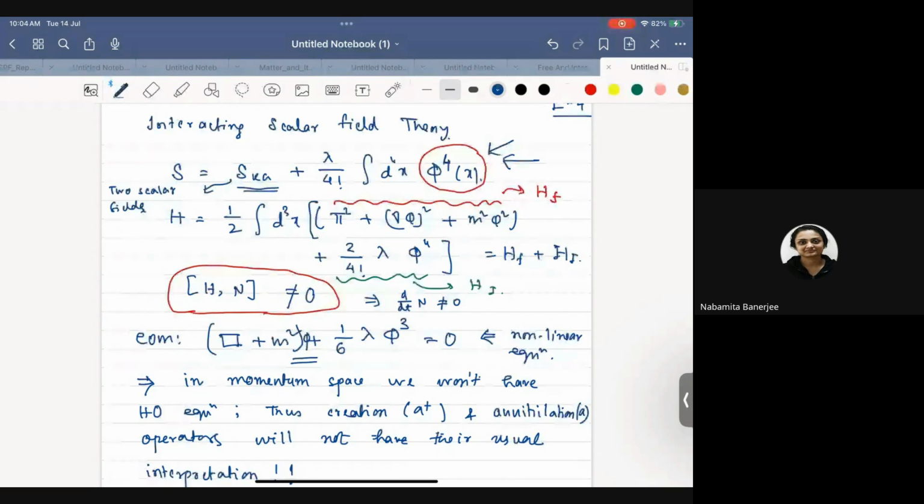Now, one thing that all of you can very quickly do is try to find the equation of motion for this system. You already know that from the Klein-Gordon piece, the equation of motion is box plus m square phi equal to 0. But now, since my action has another extra piece, which is this phi to the power 4 piece, that will also contribute to the Euler-Lagrange equation, and hence your Euler-Lagrange equation will now change to this piece.